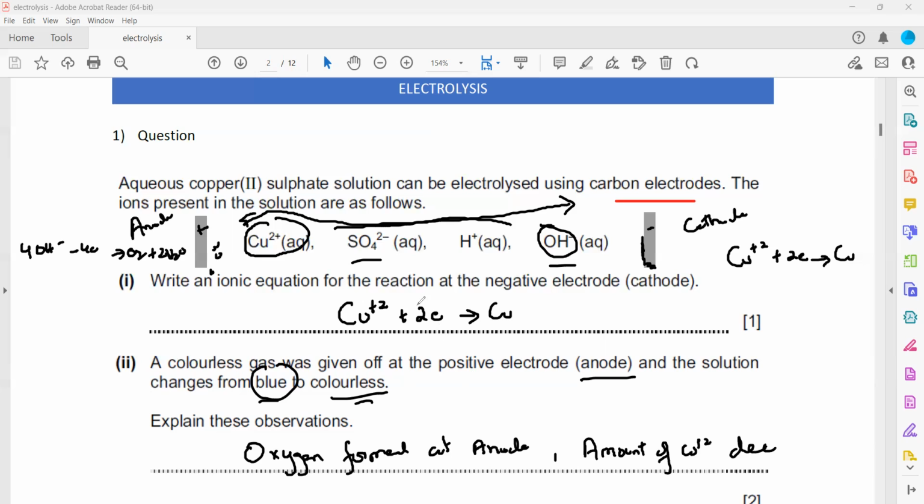You can also mention that because copper ions and hydroxide ions are removed, we are left with sulfuric acid. Initially when we start the electrolysis, it was copper sulfate. But when we complete the electrolysis, as the copper ions and hydroxide ions are removed, we are left with H2SO4. So copper sulfate turns into sulfuric acid, or the copper ion concentration decreases. That's why the solution turns from blue to colorless.